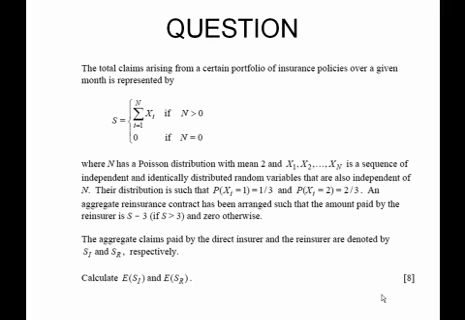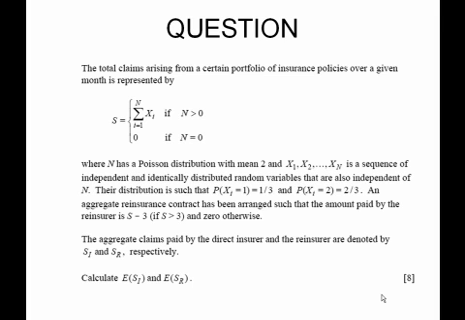We're told that N has a Poisson distribution with mean 2, that is lambda equals 2, and X1, X2, ..., Xn, all these individual claims, is a sequence of independent, identically distributed random variables. They're also independent of N, the number of claims, and their distribution is such that each Xi can take a value 1 or value 2, takes value 1 with the probability 1/3, value 2 with the probability 2/3.